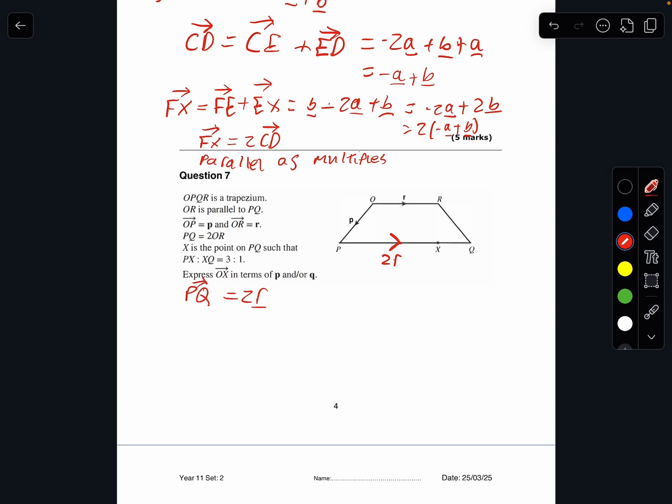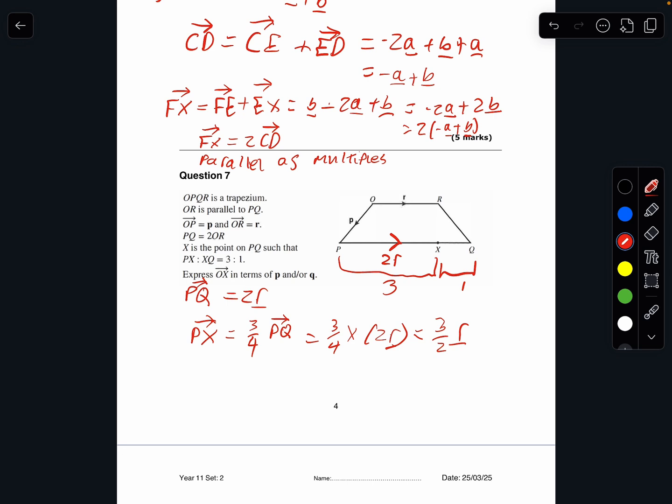Okay. X is the point such that P to X to X to Q is 3 to 1. So this section's 3, this section's 1, meaning the whole thing is out of 4. So that tells me that P to X is 3/4 of P to Q, which is the same as doing 3/4 times 2r. You should be going more vertically with your maths here, I just don't have room. The 2 and the 4 cancel out to get 3 over 2 r, don't forget to underline vectors. So that's P to X.